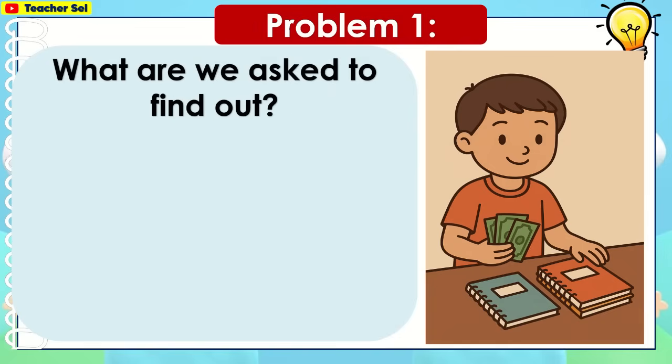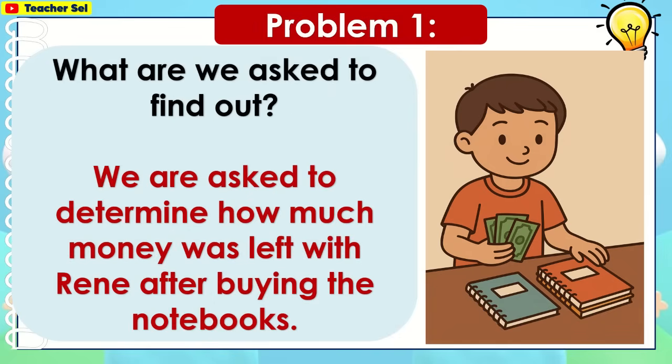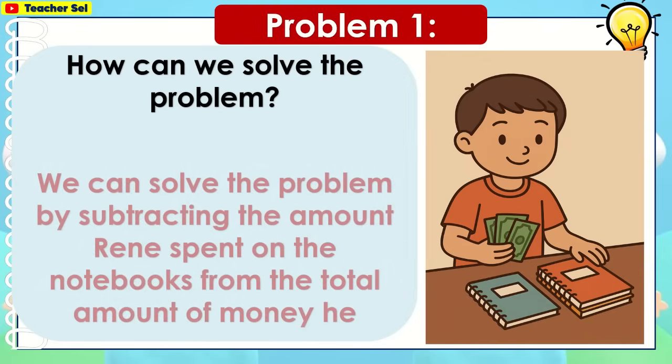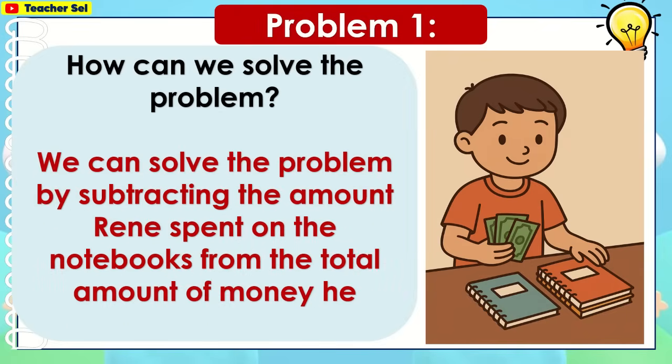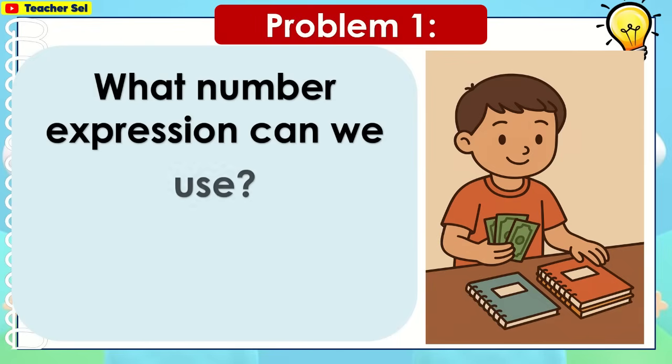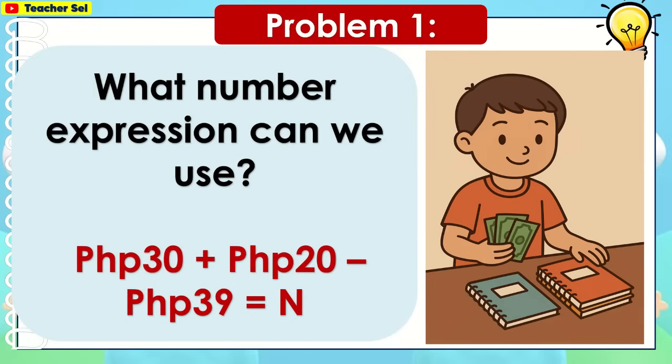What are we asked to find out? We are asked to determine how much money was left with Rene after buying the notebooks. How can we solve the problem? We can solve the problem by subtracting the amount Rene spent on the notebooks from the total amount of money he received. What number expression can we use? 30 pesos plus 20 pesos minus 39 pesos equals n.